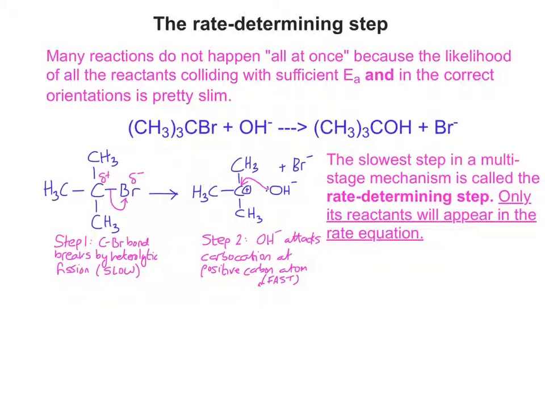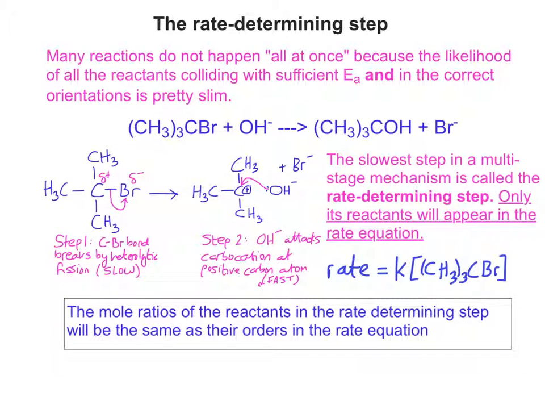So the slower step out of these two is called the rate determining step. Only its reactants will appear in the rate equation. As you can see, no sign of OH-, even though it's an overall reactant. So the thing to remember is the mole ratios of the reactants in the rate determining step will be the same as their orders in the rate equation. It's a useful one to bear in mind for exam questions when we start to have a look at them in a minute.